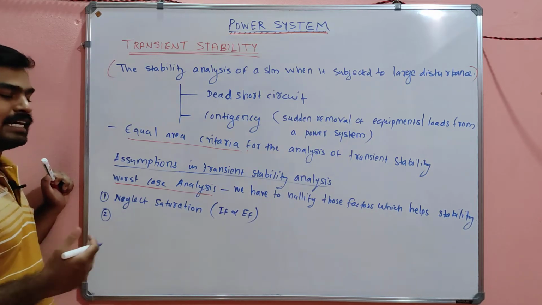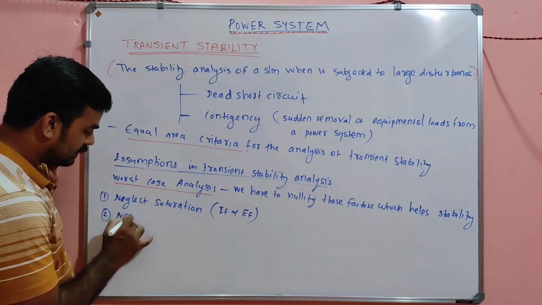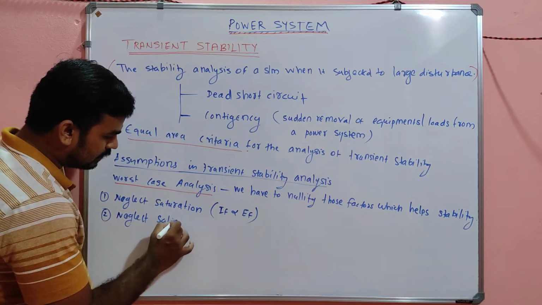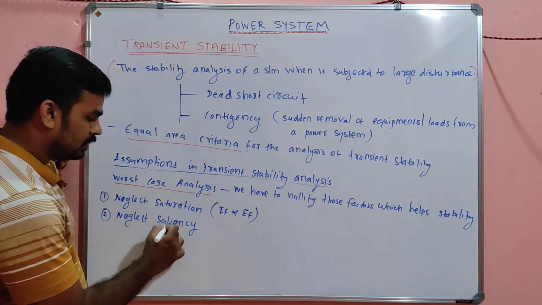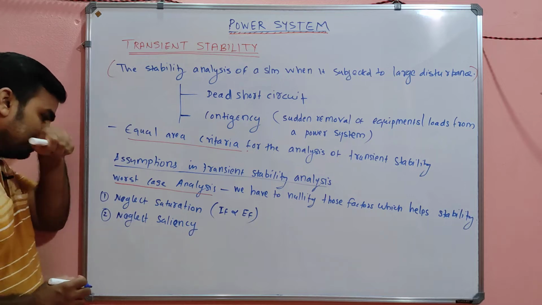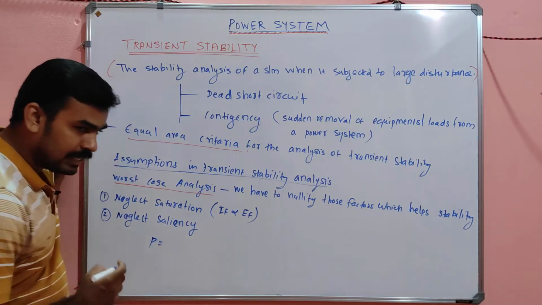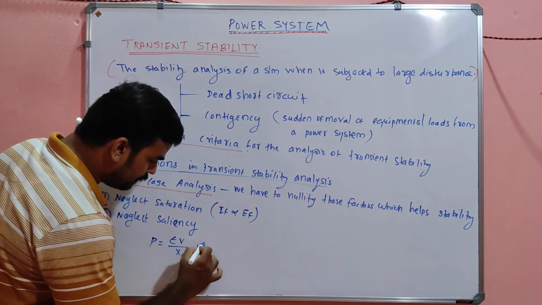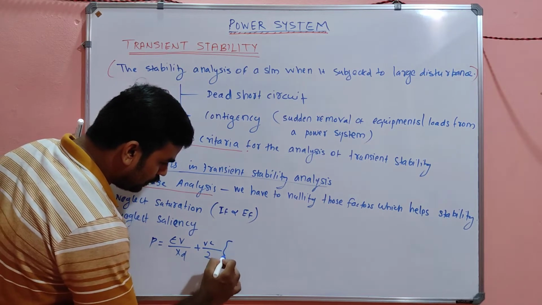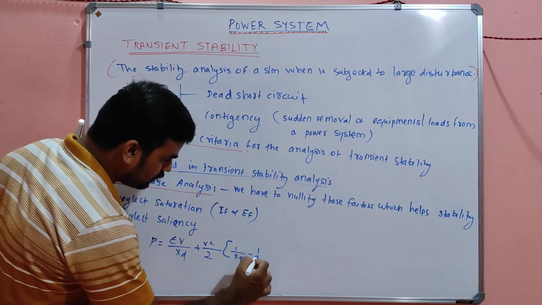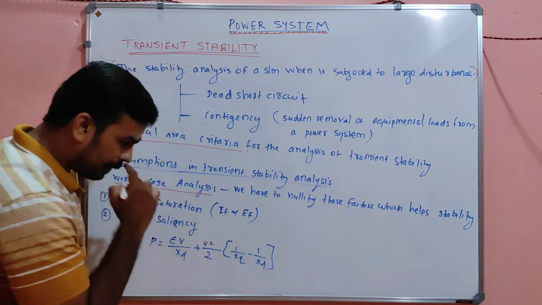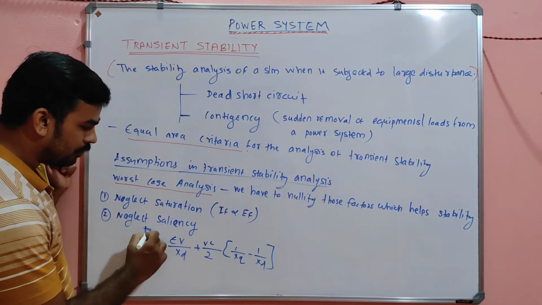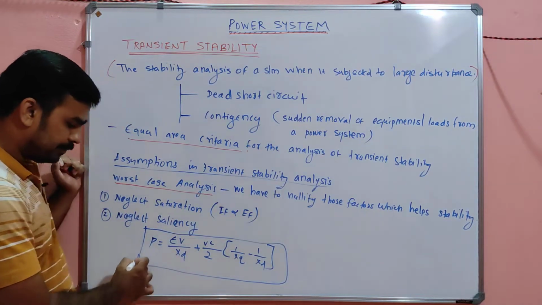So the next assumption, my dear, these are all our assumptions: neglect saliency. See, my dear, the power equation of a salient pole alternator is EV divided by XD plus V square by 2 into 1 by XQ minus 1 by XD, times sine 2 delta. This is the equation of a salient pole alternator output power.